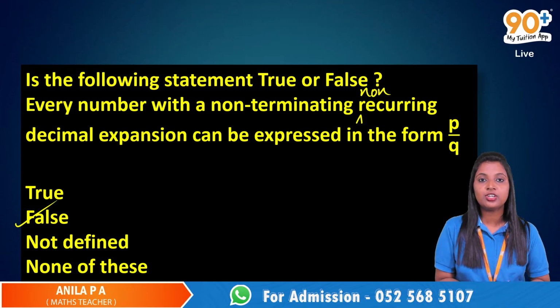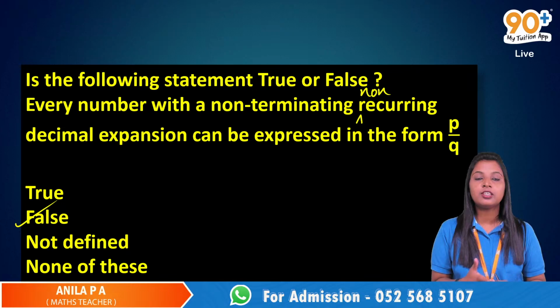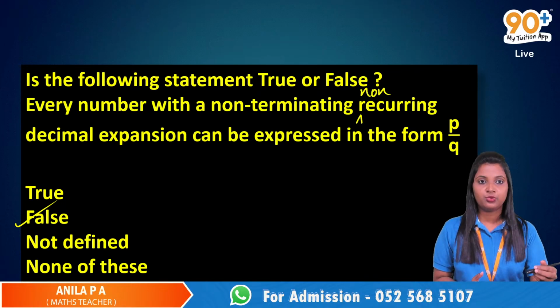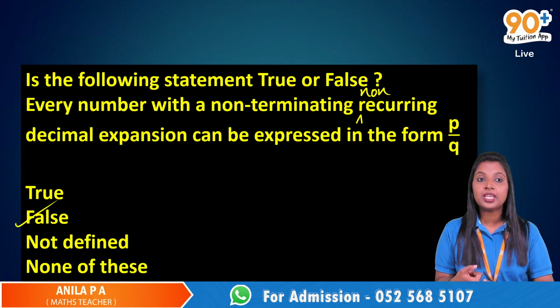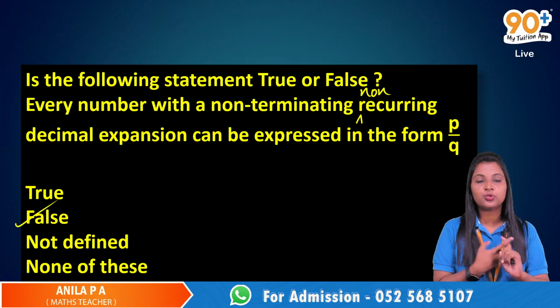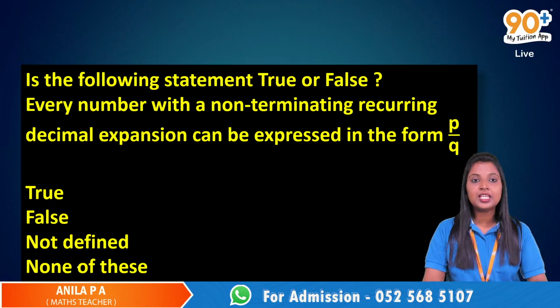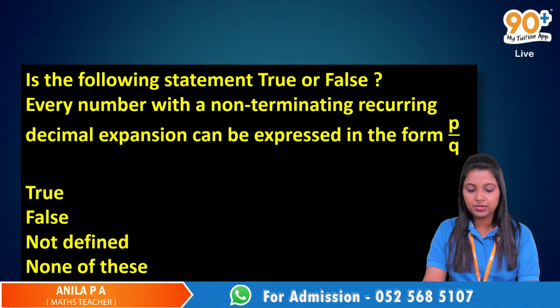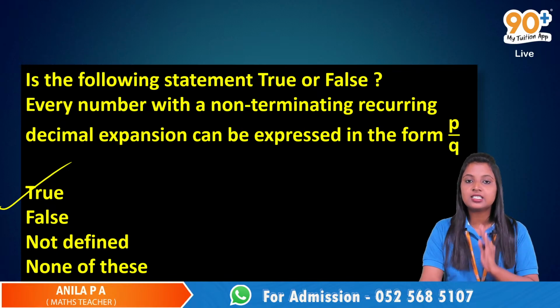What is the definition of an irrational number? We cannot express an irrational number in the form of p by q. So if the statement is like every number with a non-terminating, non-recurring decimal expansion can be expressed, that is not a true statement, it is a false statement. But here it is non-terminating recurring. It is a rational number, so we can express it in the form of p by q. So for this question, the answer is true.